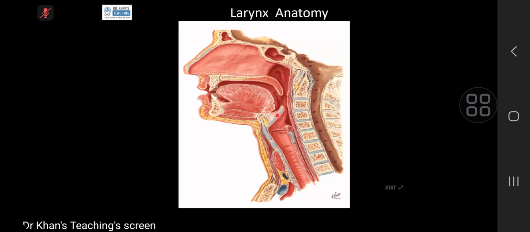As far as cartilages of the larynx are concerned, we have the epiglottis, this is the thyroid, and this is the cricoid cartilage. I'll come back to the cartilages. Inferior to the cricoid cartilage is the trachea, and the thyroid gland is sitting here, if you see here. Now, this is a revision of the cartilages.